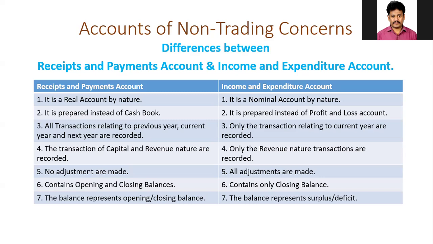In non-trading concerns, instead of profit and loss account, income and expenditure account is prepared. In trading concerns, trading profit and loss account is prepared to find out the profit or loss. But in non-trading concerns, income and expenditure account is prepared. So, the income and expenditure account is the substitute of profit and loss account.